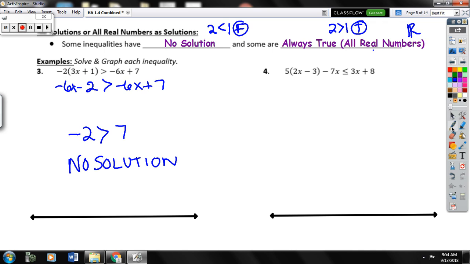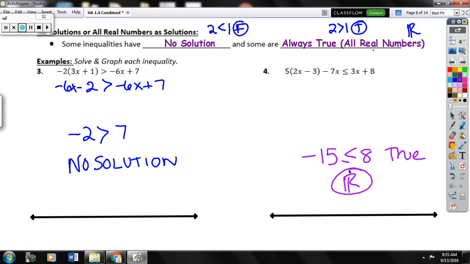And how about for number 4? Ben. -15 is less than 8, which is always true. Yes. I'm sorry, I was looking at the one above. Which is always true. So our final answer should be all real numbers. So make sure you either write out all real numbers or put the R.